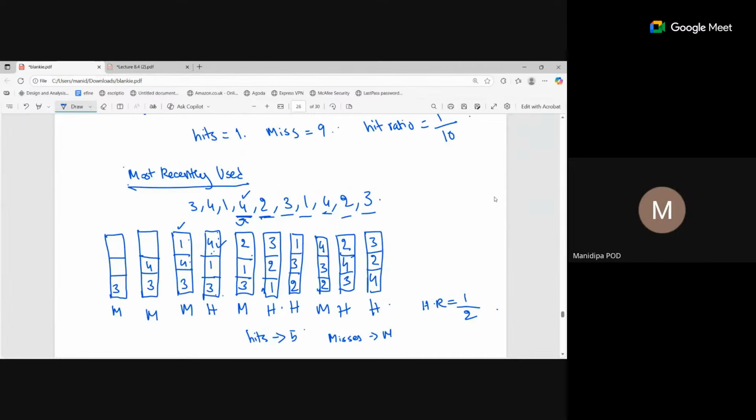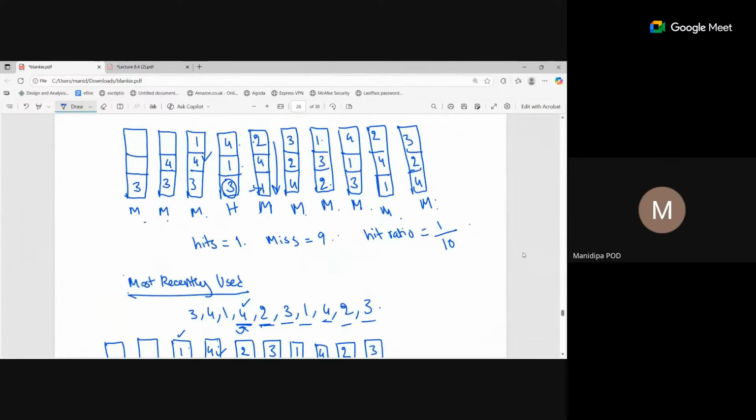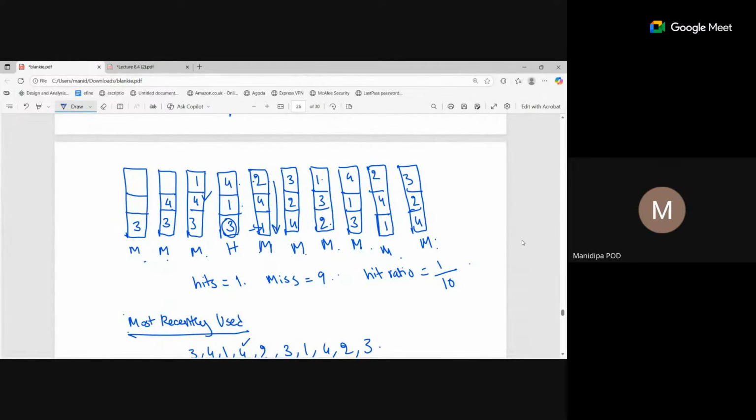Okay, so these two policies are clear for everyone. Now you can find out the hit ratio, I hope. Yes, ma'am. Because this is a very important question from the exam point of view. LRU, MRU. Okay, so just be very familiar with this. We will practice more in our division sessions.